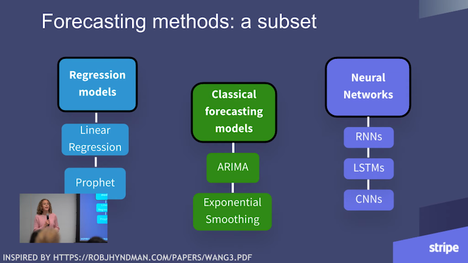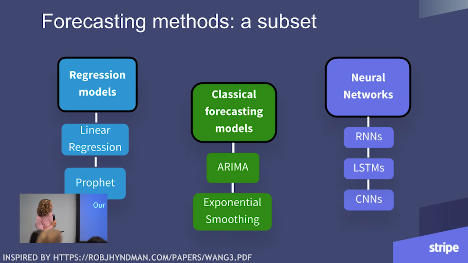So these are a subset of forecasting models that we use or experiment with here at Stripe. The three main buckets here are, first, regression models. So these are things like linear regression or Facebook's tool, which is called Prophet, which is a piecewise regression model. These are great if you have those external factors that I described that you want to include in your model. And then classical forecasting models like ARIMA, that's autoregressive integrated moving average, and exponential smoothing can work really well if you want to explicitly model seasonality or if you have a lot of autocorrelation in your data.